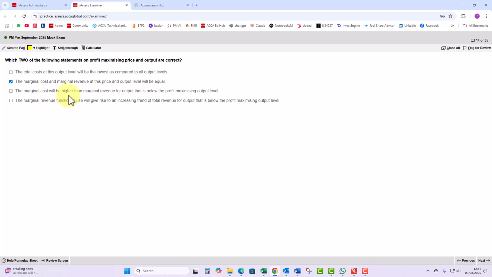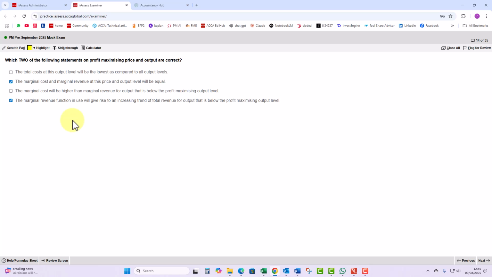The third one, the marginal cost will be higher than the marginal revenue for output that is below the profit maximizing output level. These are very confusing sentences. So if marginal cost is higher than marginal revenue, and we're looking at a level that's below the maximizing output level, the opposite would be true. Marginal revenue would be higher than marginal cost because we're making fewer units than we would for maximizing profit, and we would only move up from there if the marginal revenue was higher than marginal cost. So that's not true. So by default, this one has to be true.